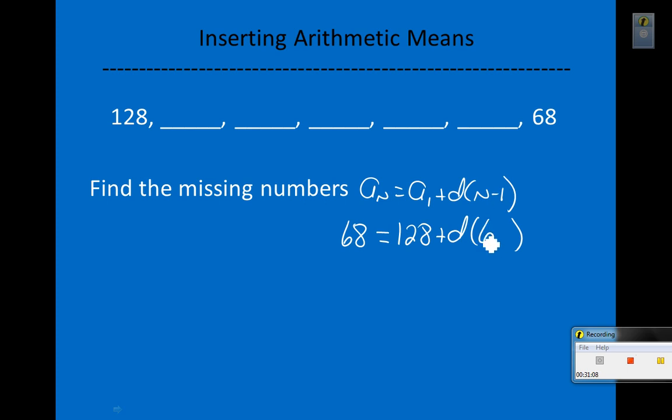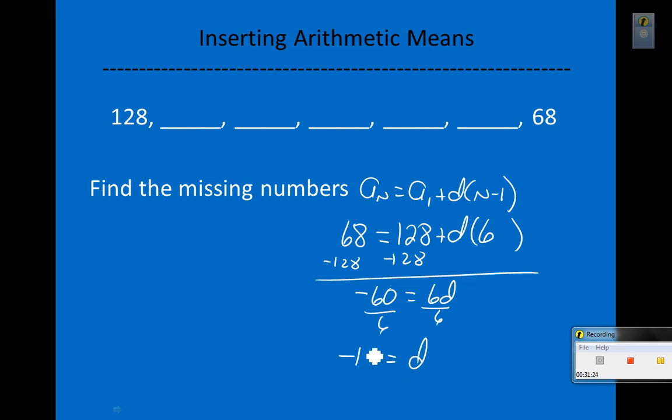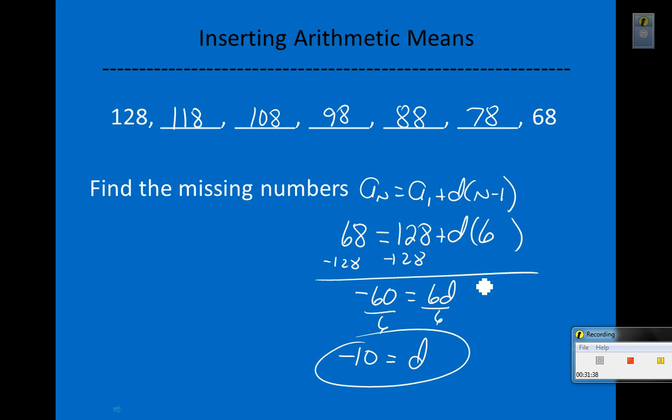Now when I solve this, minus 128 to both sides. So I got negative 60 equals 6d. Divide both sides by 6 and get d to be negative 10. So I'm going to subtract 10 every time: 118, 108, 98, 88, 78. When I do it one more time, I hit 68, so I know I'm good. So that's all there is to it so far.